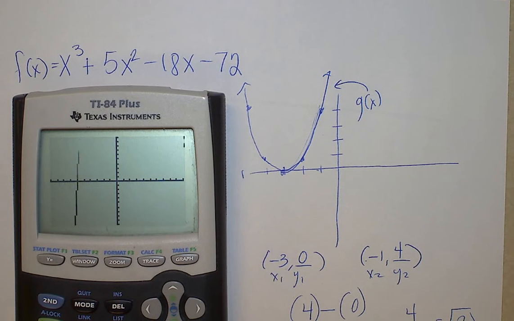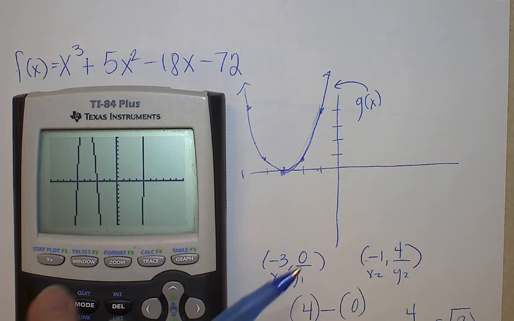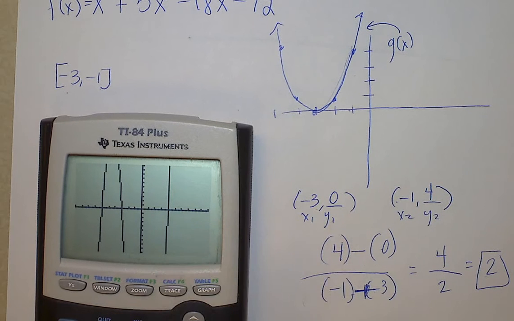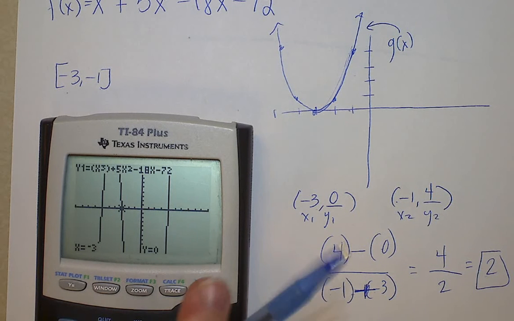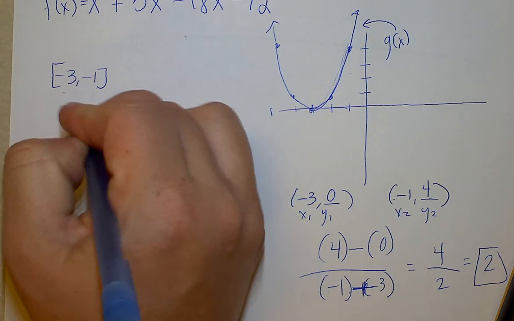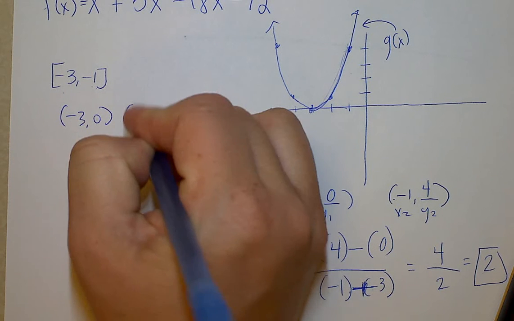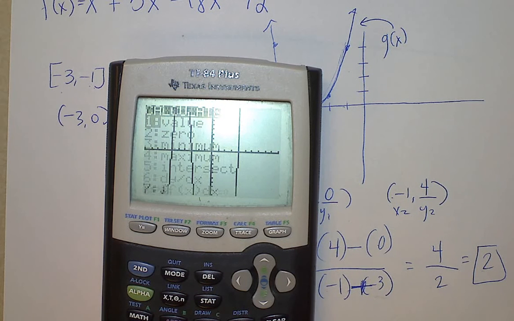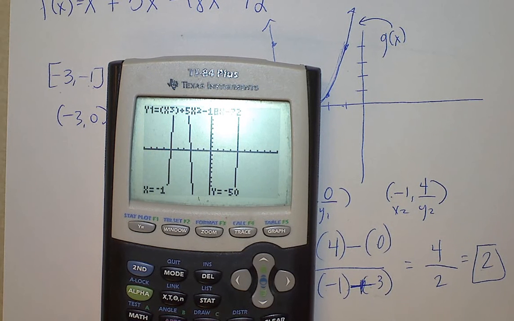And then I'm going to use the graphing calculator to come up with the values associated with -3 and -1. Second trace value, I type in -3. -3 belongs to 0. And -1. Second trace value, and -1 belongs to -50.